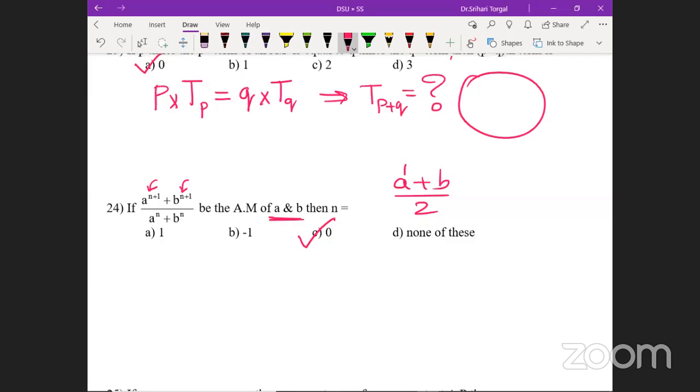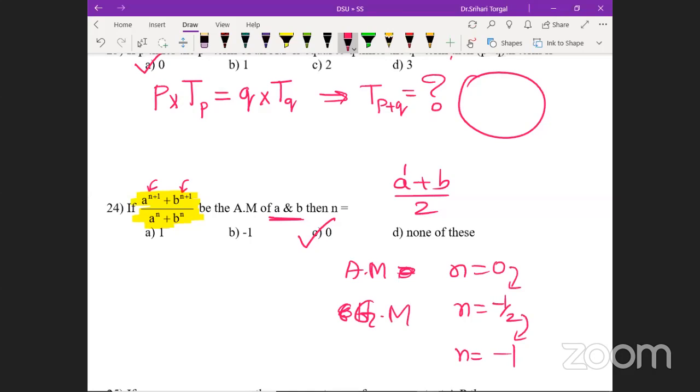That's it. I'll tell you one thing, remember this. This is the only term that will give you all the problems, that is AM, geometric mean, and also harmonic mean. That will give you all the formulas from this term. Remember that for AM it is n equal to 0, and for GM, it is n equal to minus half, and for HM, minus 1.